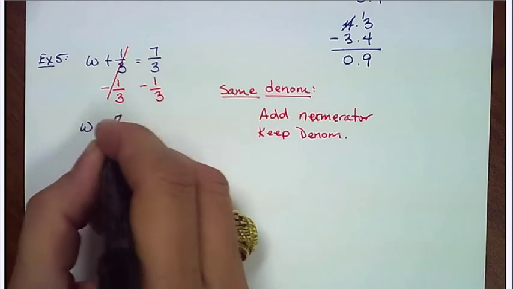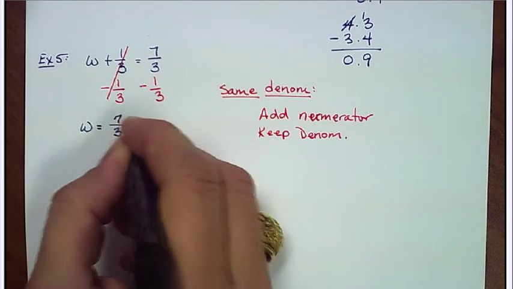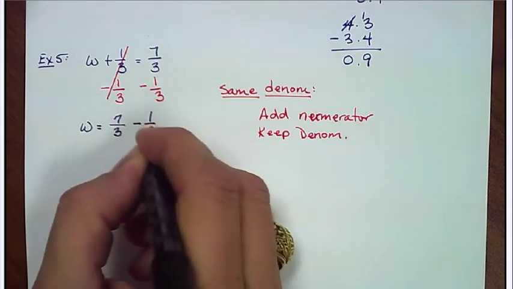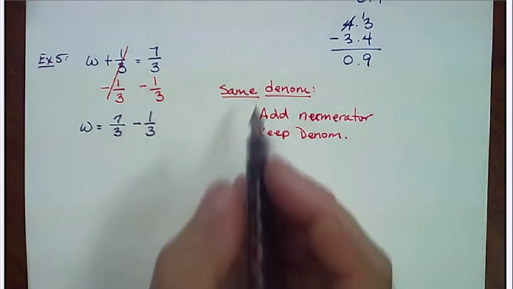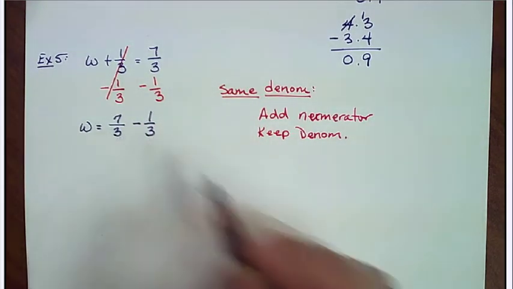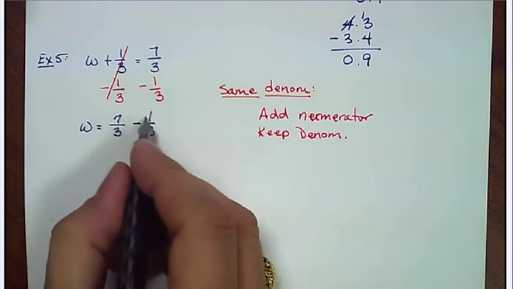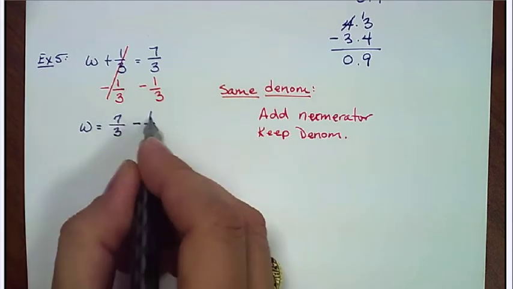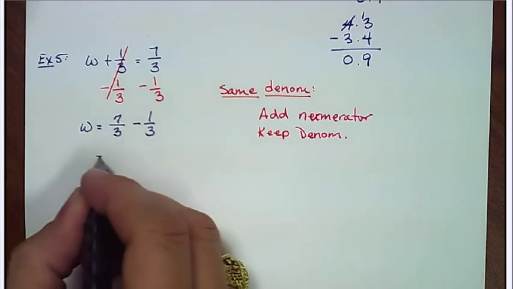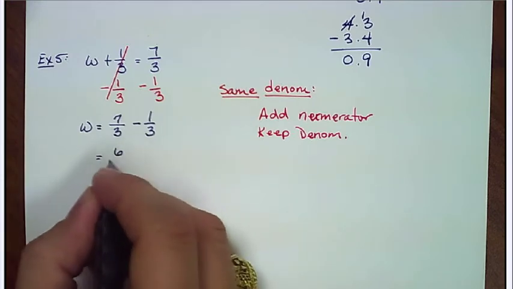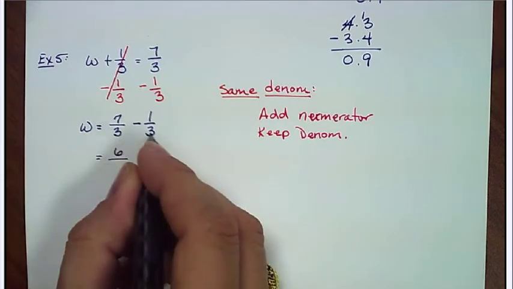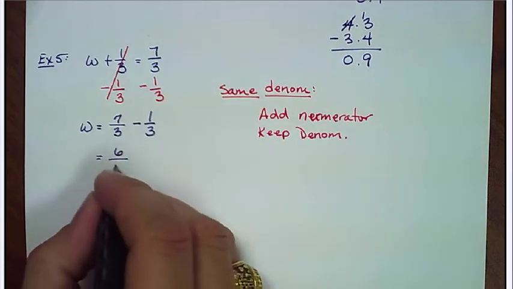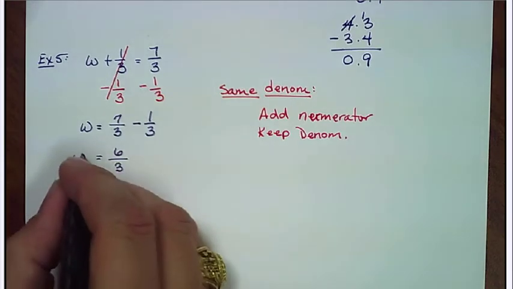This is going to be 7/3 minus 1/3. Now that's the 1/3 I just moved over. Well, remember, if I've got the same denominator, and I do, they're both 3, I'm going to subtract or add, in this case subtract the numerators. Well, 7 minus 1 is going to be 6, but I'm going to keep the denominator the same, so that's just going to leave me with 3. So that gives me w is equal to 6/3.